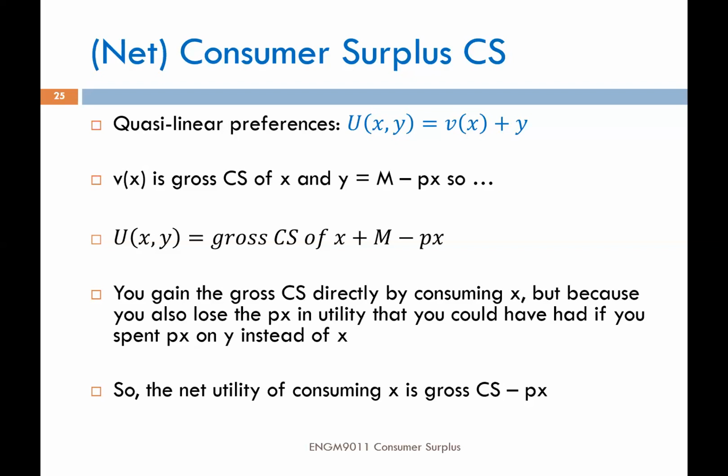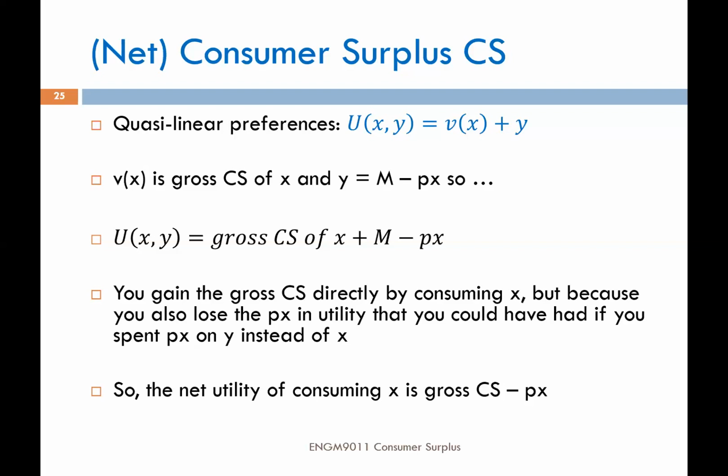All right? So therefore, your net utility of consuming X units of good X is your utility of consuming good X, your gross consumer surplus, minus the utility you lose by not being able to consume PX units of good Y. So it's the gross consumer surplus minus PX. Okay.